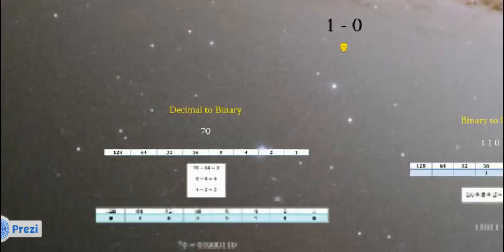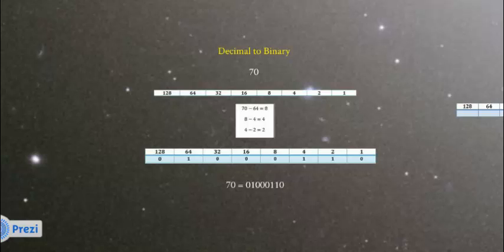and offs. To convert decimal to binary, for example, the decimal number 70 to binary, we must first begin by creating a table of powers of 2. So, is 70 larger than 128? It is not, so we put a 0 underneath 128. But it is larger than 64, so we place a 1 underneath that.